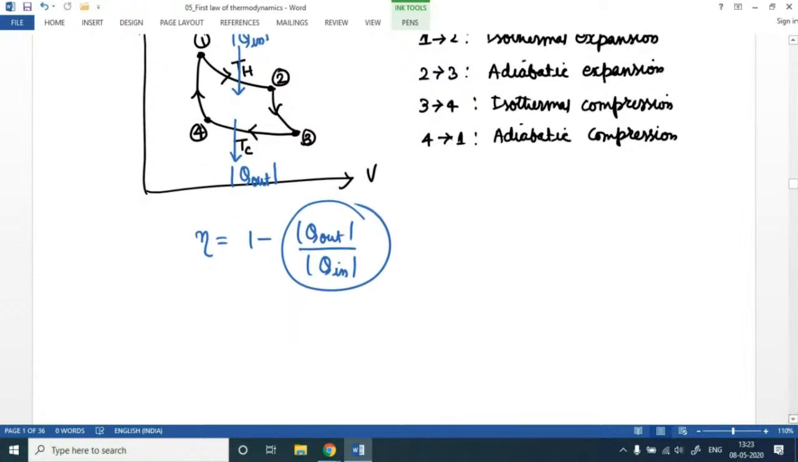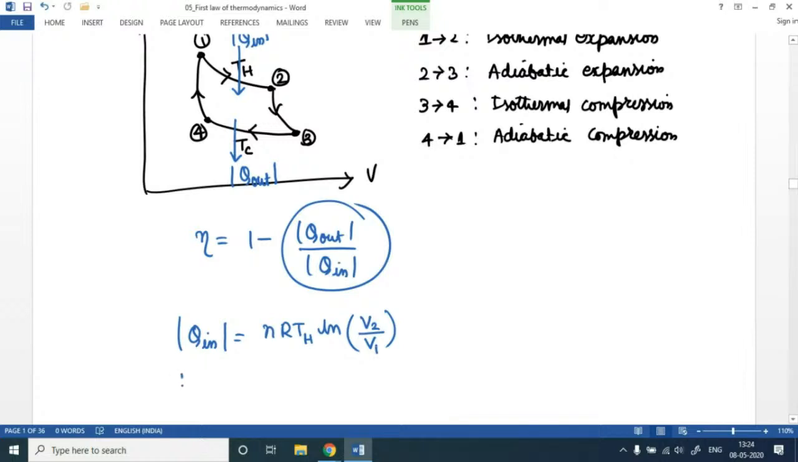So first of all, let's try to find out how much would be Q in. What would be Q in? So Q in, you should realize, is an isothermal process. 1 to 2 or 3 to 4 is an isothermal process. In isothermal process, delta U is equal to 0 and delta Q is equal to delta W only. So the formula which we will be using is nRT ln V2 by V1. So n R, temperature is Th, obviously from 1 to 2 temperature is Th, and ln final volume by initial volume, so you should write it as V2 by V1 over here.